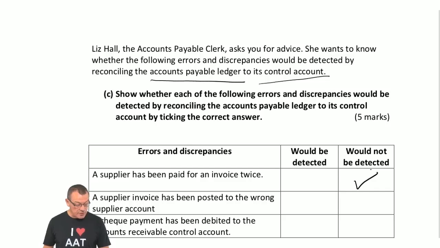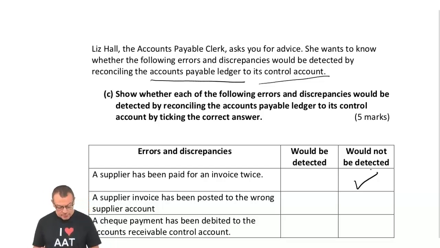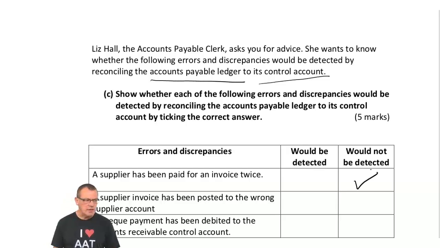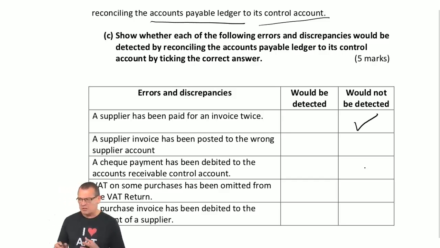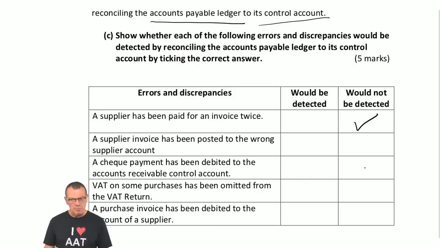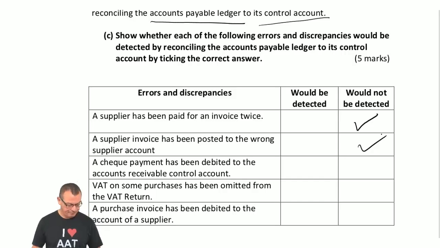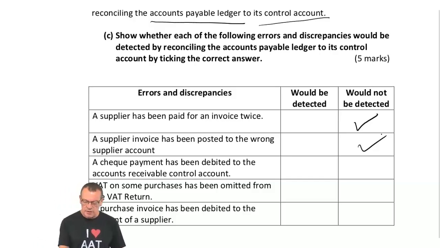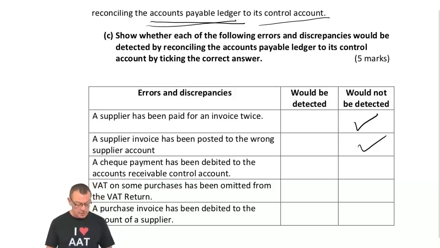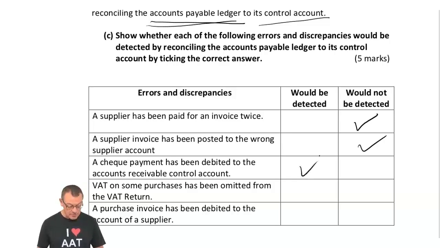A supplier invoice has been posted to the wrong supplier account. It's been posted on the correct side because it doesn't tell us anything different here. If it's on the correct side, it means the accounts balance. It's the wrong supplier, but are the accounts going to be unbalanced? Would that be detected? Well, it wouldn't. A cheque payment has been debited to the accounts receivable control account. Would that be detected? We are dealing with the accounts payable, so it's gone to the accounts receivable, which would be different accounts.